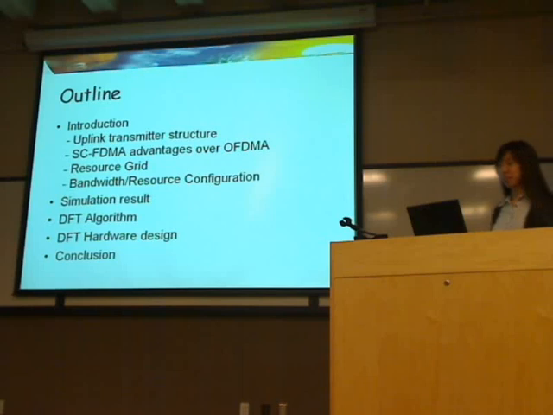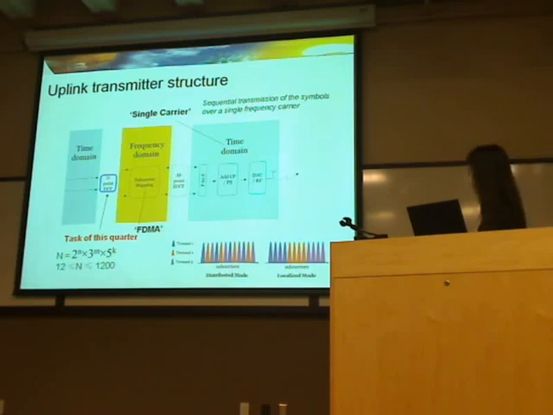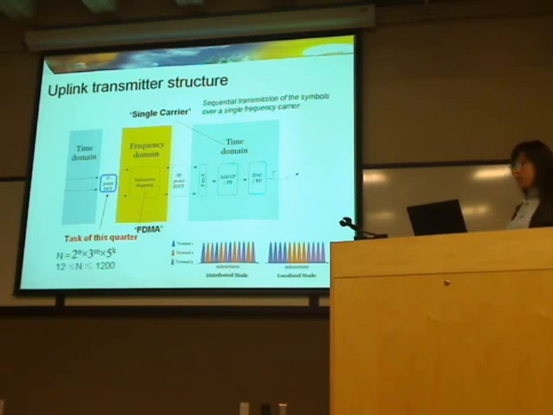In this project, we focus on the uplink channel, and this block diagram shows the structure of the uplink transmitter. We call it single carrier FDMA. The structure difference between single carrier FDMA and the traditional orthogonal FDMA is this N-point DFT block. In single carrier FDMA, both DFT and inverse DFT are employed on both the transmitter side and the receiver side.